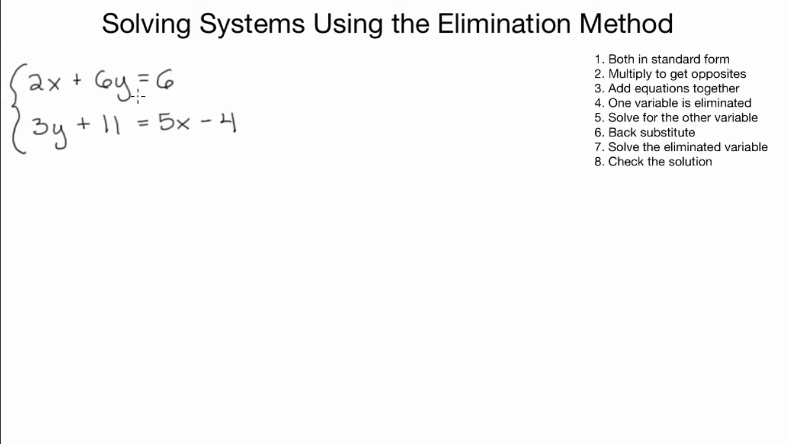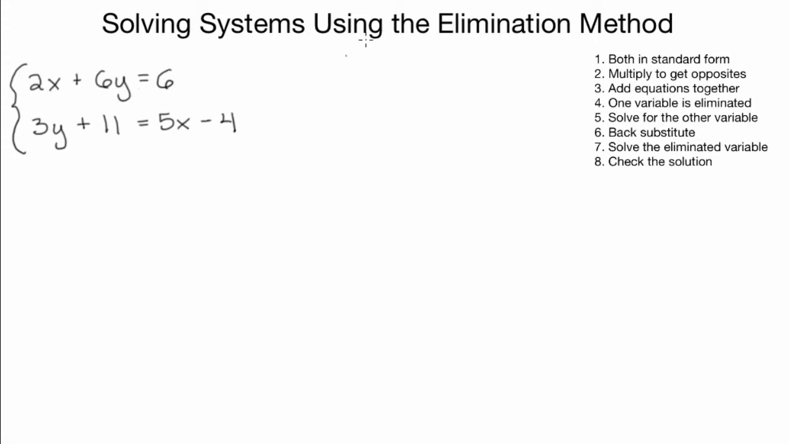So, a linear system: we have two equations modeling some sort of situation, and I want to know what the solution is. What point makes them both true? If I was to graph them, it'd be the intersection point. So that's where we're heading towards. We're trying to find that point of intersection.